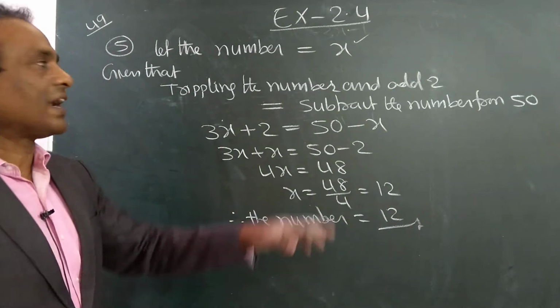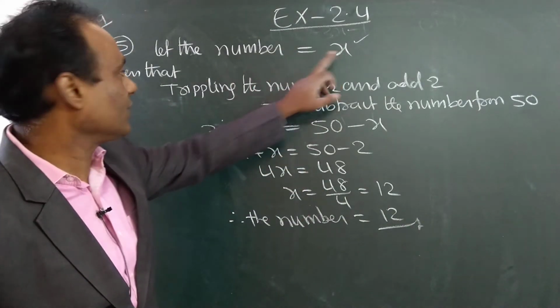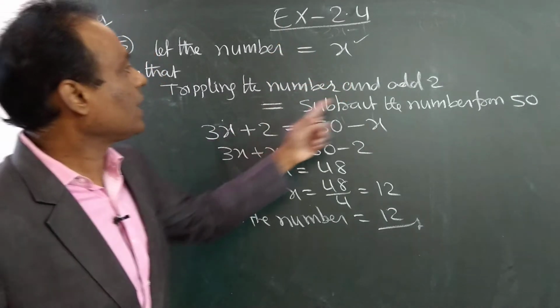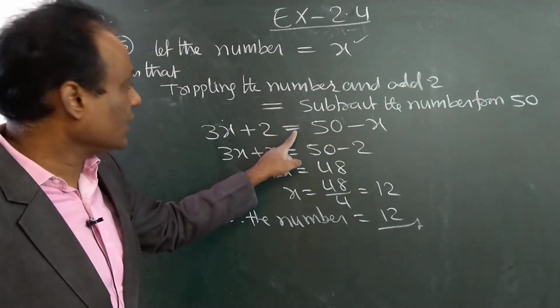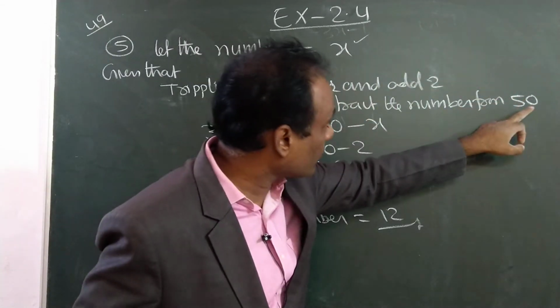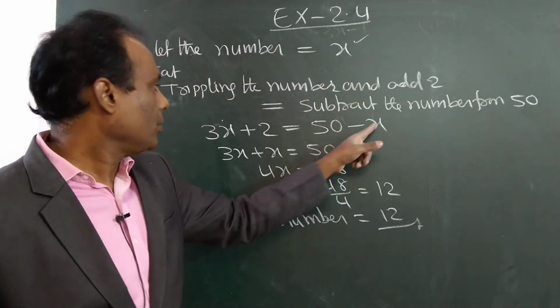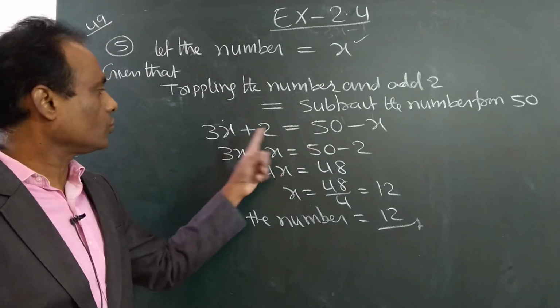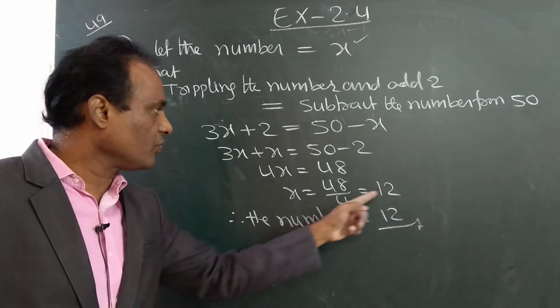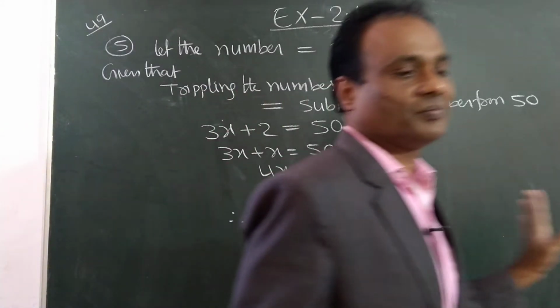So we are asked to find the number. Let us take the number as x. Tripling the number, 3 times of it, plus 2 is equal to subtracting the number from 50. So 50 minus x. Minus x on this side becomes plus x, plus 2 on that side becomes minus 2. This is 48, this is 4x. 48 by 4 is 12. Right.